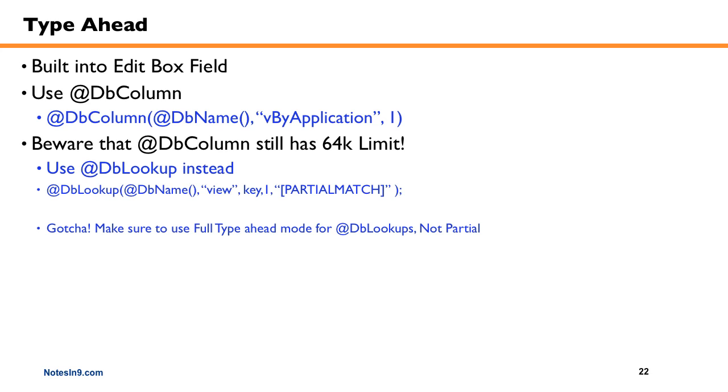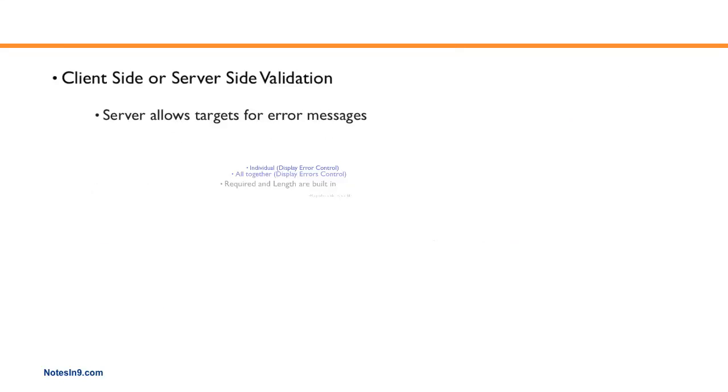So what do you do instead? Well, you can use a DB lookup instead, and you can use this formula here that I think Mark Hughes, a blogger, originally blogged, and you can basically say it's a partial match, and so then basically on like the second key press, it'll do the lookup, and you'll get ideally less than 64K of data coming back. Now there are these modes in there that you have to be careful with if you're doing this. You want to make sure you use full Typeahead mode rather than partial, and I have a more advanced demo on that in one of the earlier NotesIn9 screencasts.